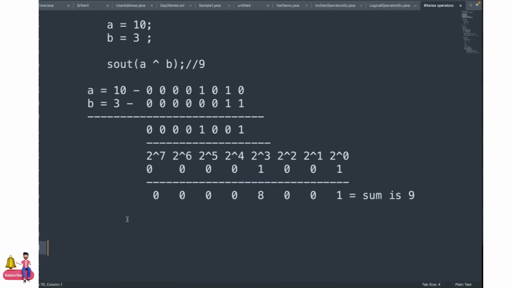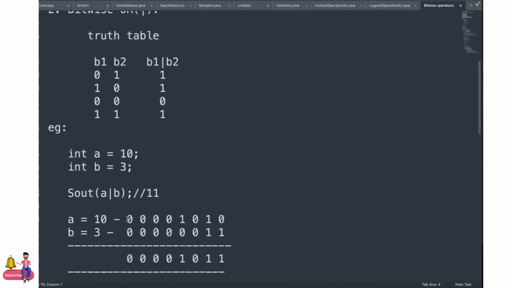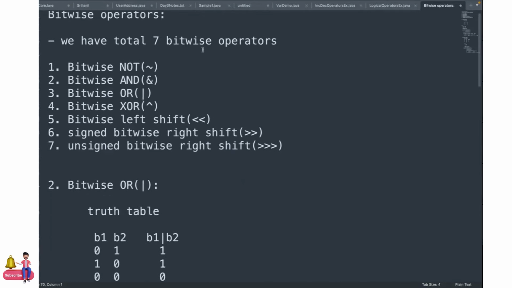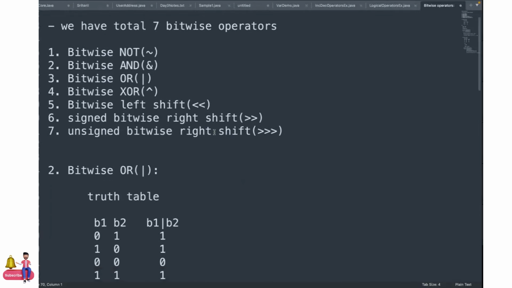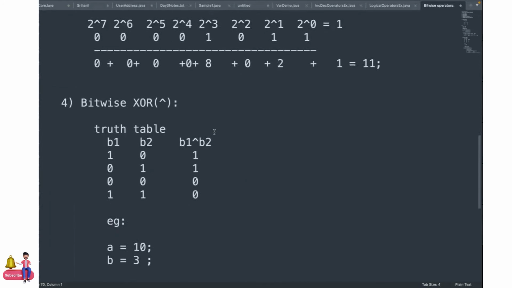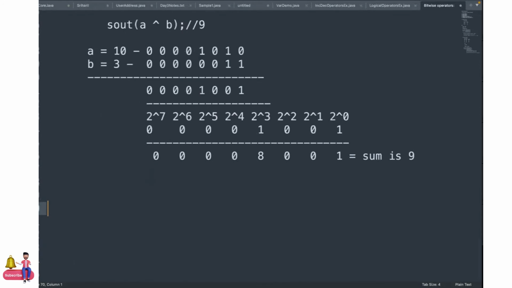Okay, so let's move on to the next operator, which is left shift. Let's discuss the left shift operator, bitwise left shift. The fifth operator we need to discuss is the bitwise left shift operator.